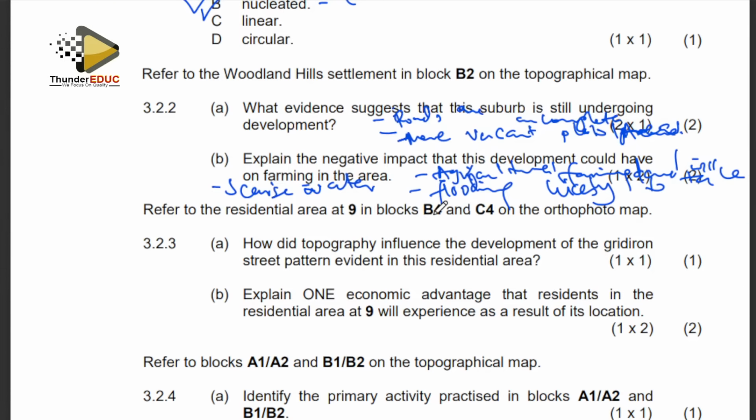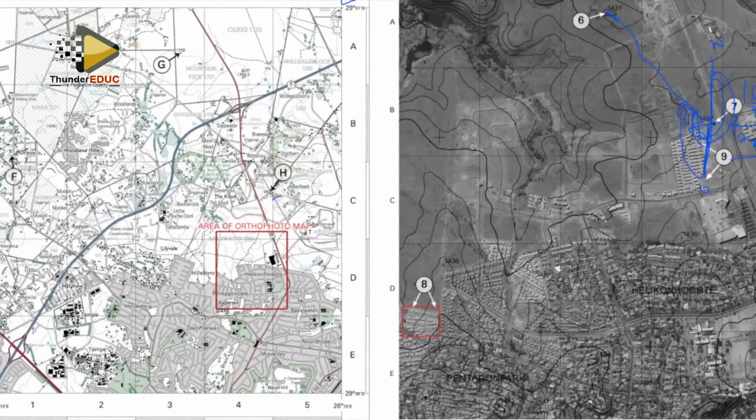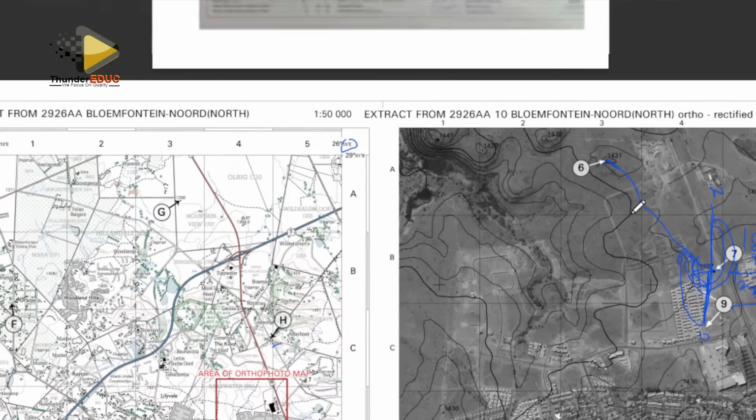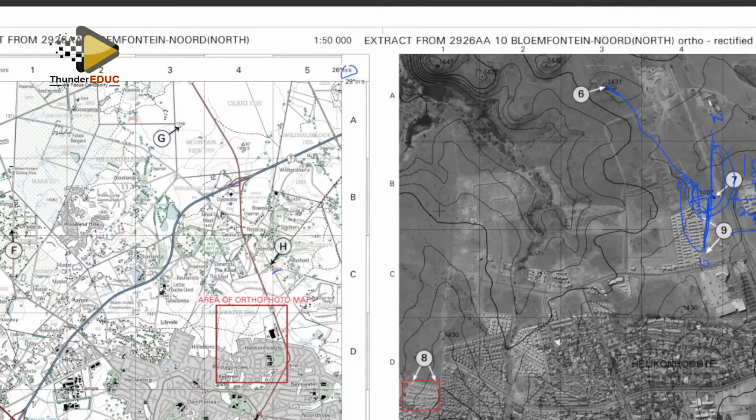And in fact, the residential area 9 in block B4 and C4. Let's see which map is used: the orthophoto. B4 and C4 on the orthophoto. B4 means this area here, and C4 this area. So we are looking at this area strictly here. Let me first take these things out here so that we can be in a position to see. Okay, they want us to refer to this area here.